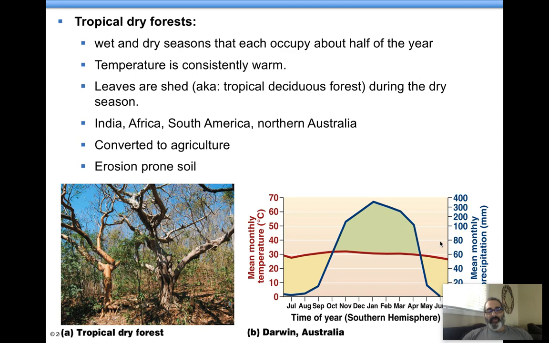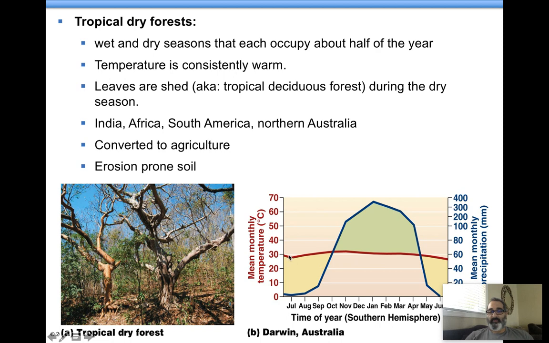Tropical dry forest. I've been to one of these in Australia before. This is exactly what they look like, basically. Pretty dry, very dry. A lot of the areas there have been converted to agriculture, very erosion prone, because anywhere you have dry areas, you're going to have a lot of erosion.